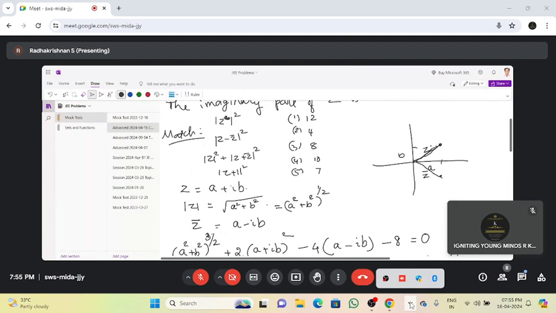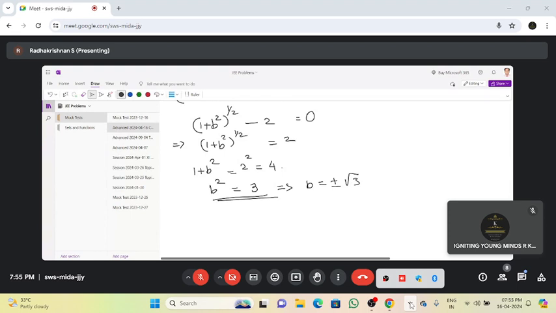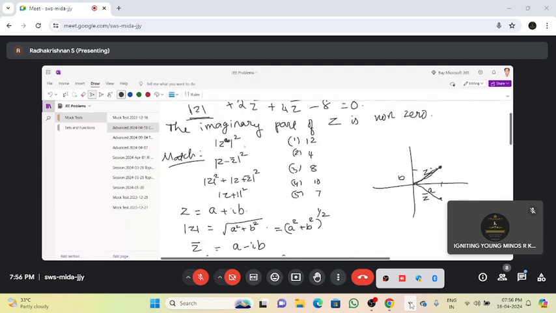So what is the first option? Mod z whole square equals simply a square plus b square, because mod z is the square root of a square plus b square. So it's simply a square plus b square. We solve for a and we solve for b square, which is 3. So you match the first one to value 4. This matches to 2.